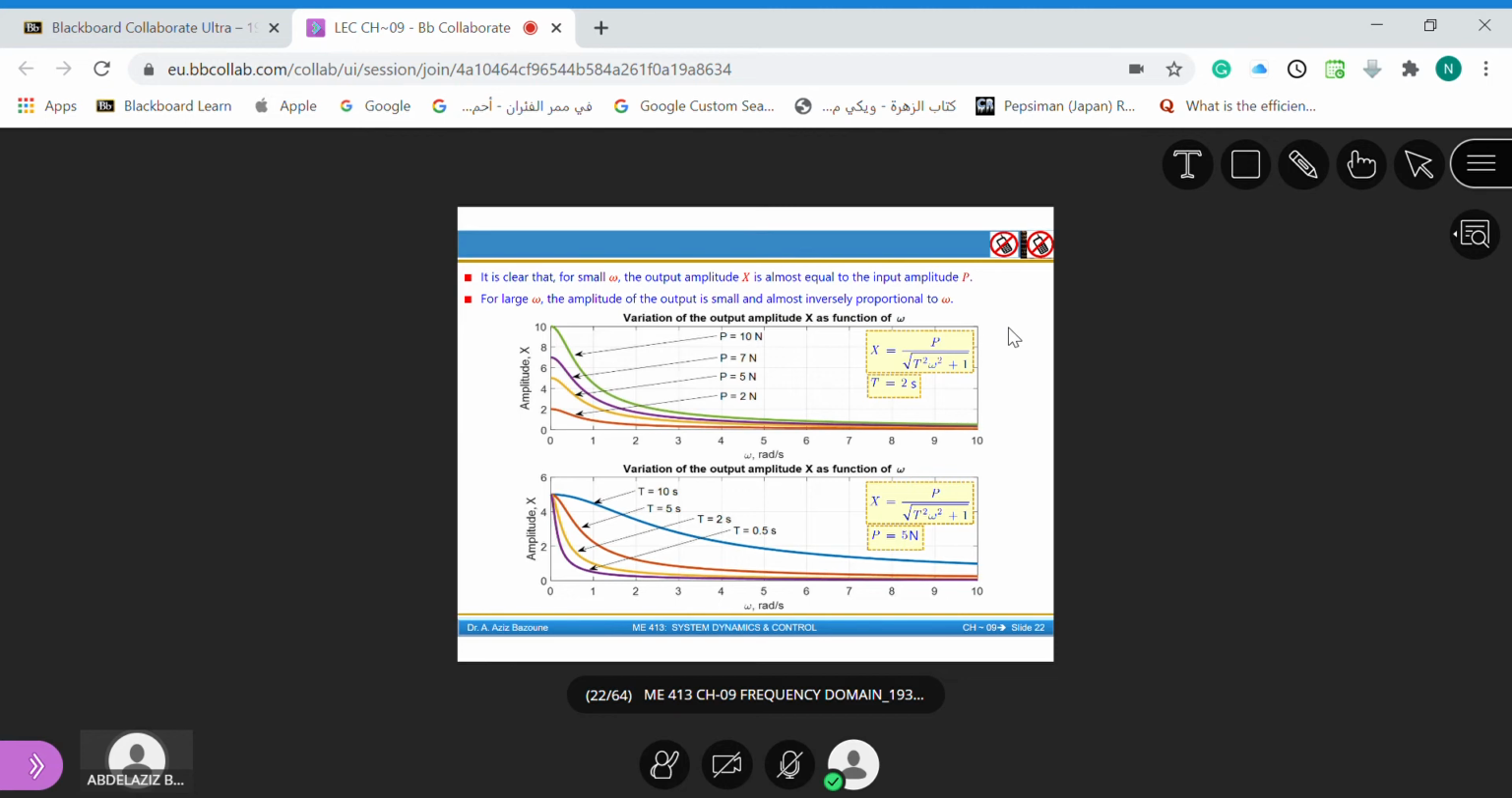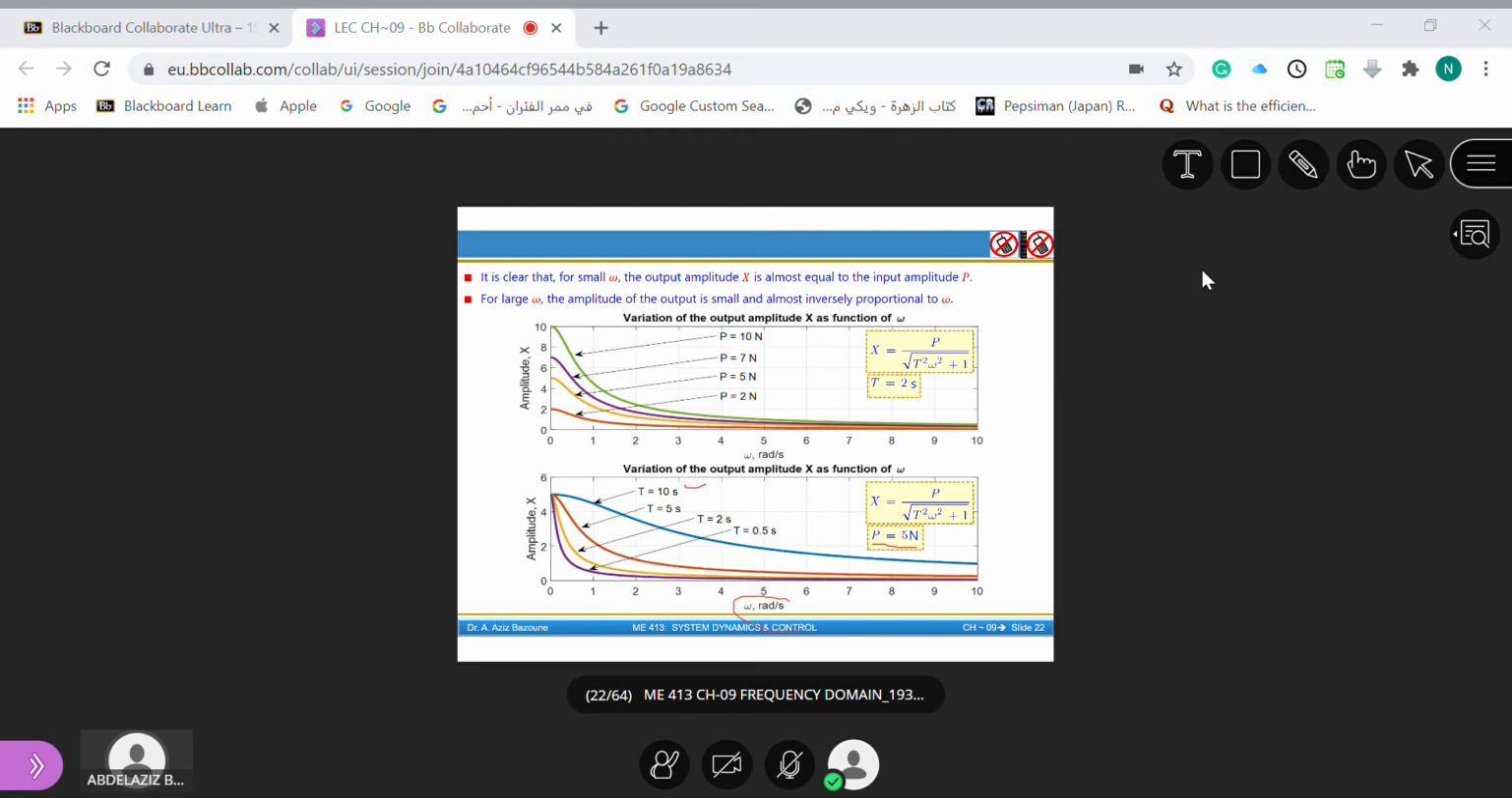So we have here the amplitude. As you can see, if you increase omega, the amplitude will be reduced. Here, we are changing T in T²ω² plus 1, and changing T and omega both. Here we were changing omega and P, but here we are fixing P equal to 5 Newton, while changing at the same time T and then omega.